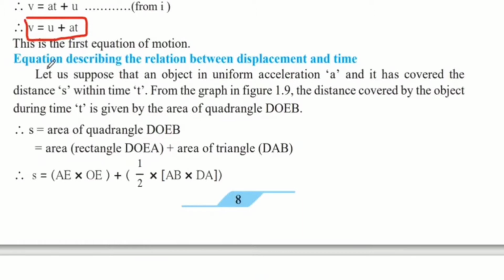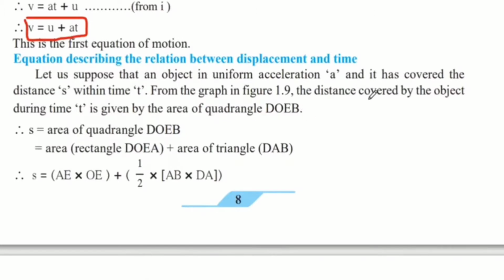Now let's see the equation describing the relation between displacement and time. If you remember, this was the second equation, that is s is equal to ut plus half at square, where s was the displacement and t was the time. Let us suppose an object is in uniform acceleration a and has covered the distance s within time t. From the graph, the distance covered by the object during time t is given by the area of quadrangle DOEB.